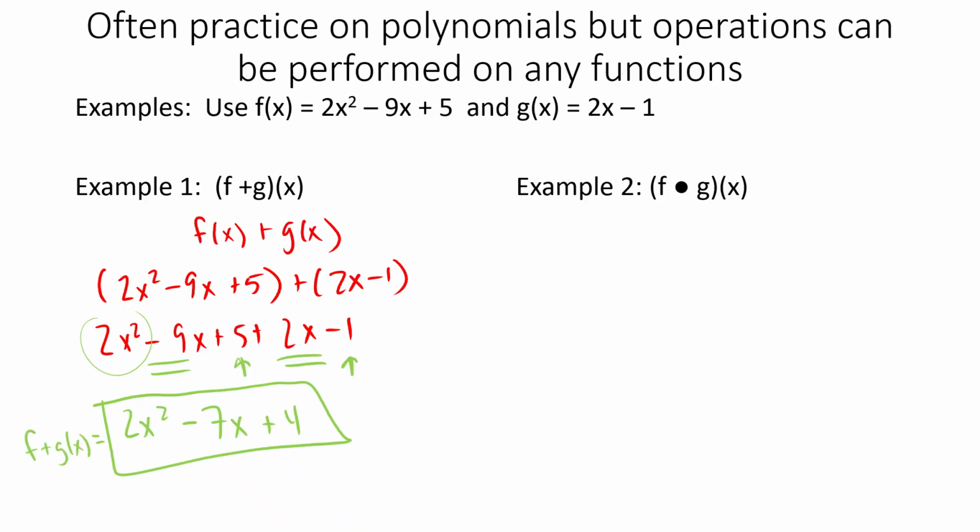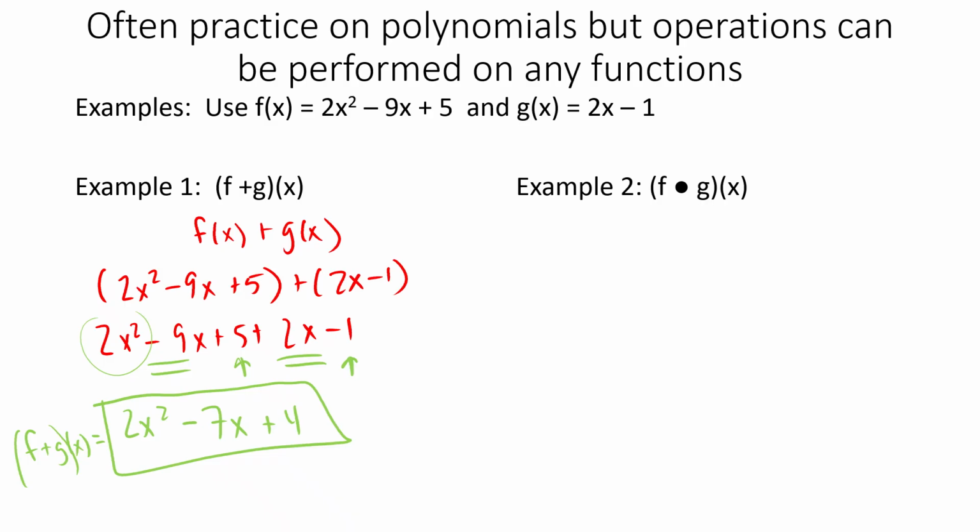f plus g of x is equal to 2x squared minus 7x plus 4. And so there you go. Next one is multiplication.